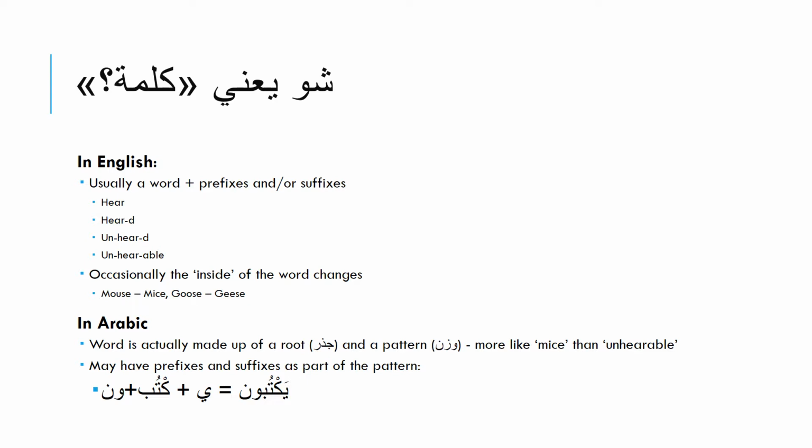شو يعني kelima? In English, a word is usually just a word. You just get it out of the dictionary, you just know it, but you can add stuff to that word. So you can say, I hear, to hear, whatever. You can say that something was heard. Oh, that song was heard a lot on the radio.